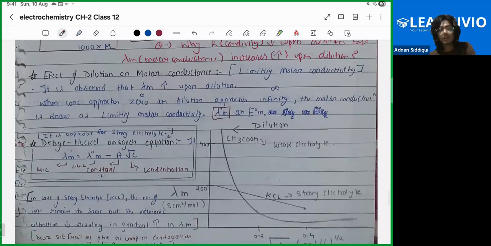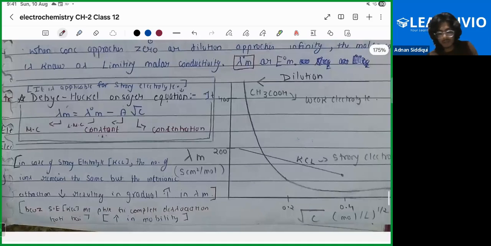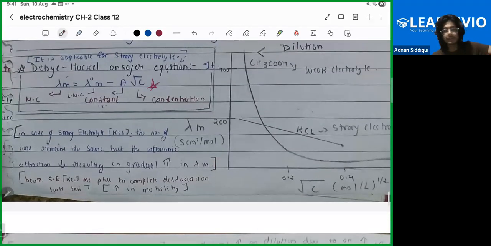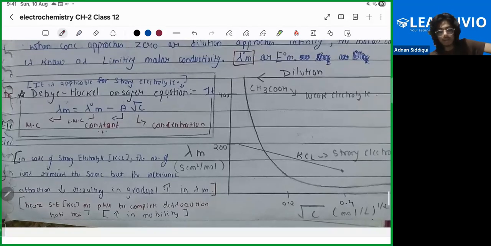Now, this is one equation, the Debye-Huckel-Onsager equation, which helps us determine how many ions are getting generated in your solution upon dilution. You just have to see this equation, and they might ask you which one is correct, so you have to tick this one. Molar conductance is equal to limiting molar conductance minus A, which is a constant, times the square root of concentration. This equation is only applicable for strong electrolytes.